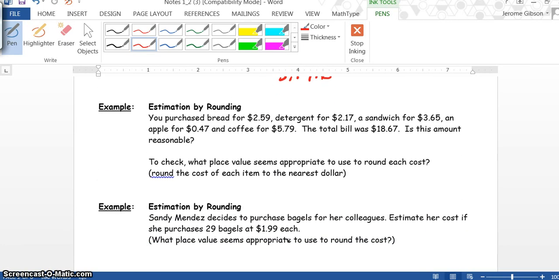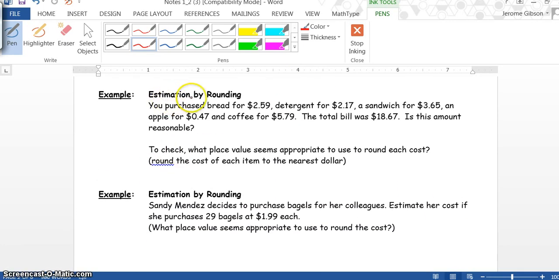Now we scroll down to the next example. It says estimation by rounding. You purchase bread for $2.59, detergent for $2.17, a sandwich for $3.65, an apple for 47 cents, and coffee for $5.79. The total bill was $18.67. Is this amount reasonable? To check, what place value seems appropriate to use to round each cost?